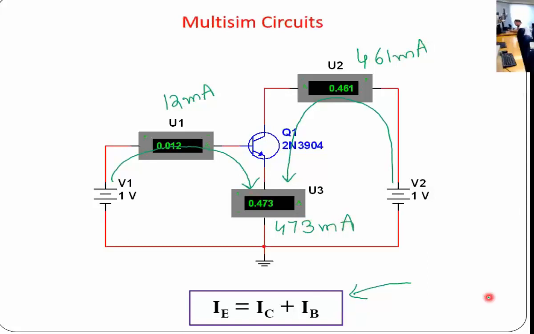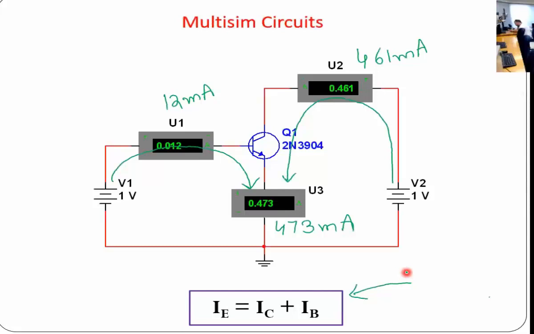So which terminal in a transistor will always see the highest current? The emitter. Emitter always sees the highest current in a transistor because it's a combination of base and collector, but usually it will be very close to the collector, because base current is going to be extremely small always. Does that make sense? Base current should be very small. That's why collector current and emitter current are usually very close.